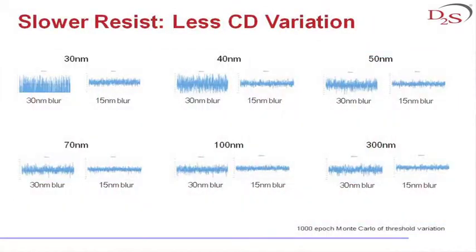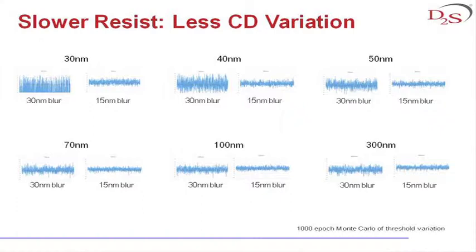Another thing that's important, you could argue even more important than how the contour is expected to turn out, is how the contour is expected to vary when you print it multiple times. So this is a very extensive 1,000 epoch Monte Carlo simulation that shows what happens if you vary the threshold amount by some random probability distribution, and how does the 15 nanometer blur situation do compared to the 30 nanometer blur situation?